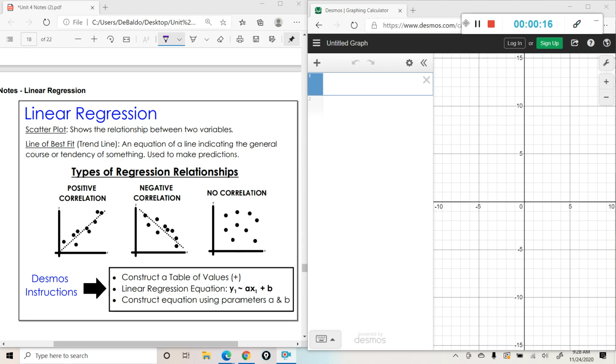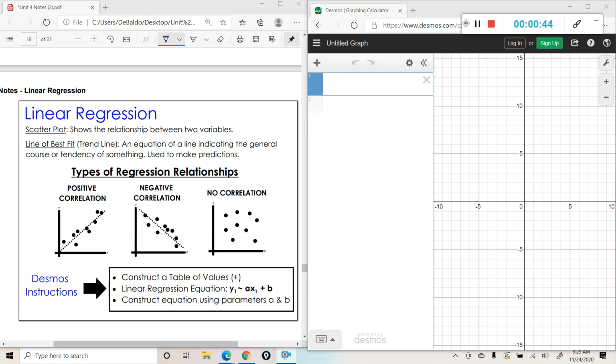Anytime you're talking about linear regression, you're talking about a scatter plot. And a scatter plot shows the relationship between two variables, and it's represented graphically in the examples below. It's basically a bunch of data points or dots on a graph. And what we're going to be creating today is a line that is going to pass through the data.